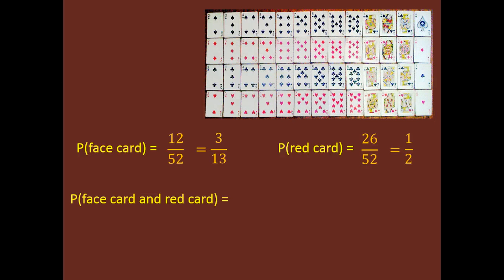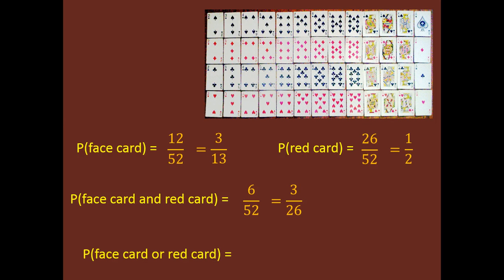How about the probability that we pull one card from the deck, and that card is a face card and a red card? Now, face card and red card means, because of the word and, that we're looking for cards that are both face cards and red cards. And that would be these 6 cards: the Jack, the Queen, and the King of diamonds, and the Jack, the Queen, the King of hearts. So there are 6 cards out of the 52 that are face cards and red cards. That probability simplifies to 3/26.